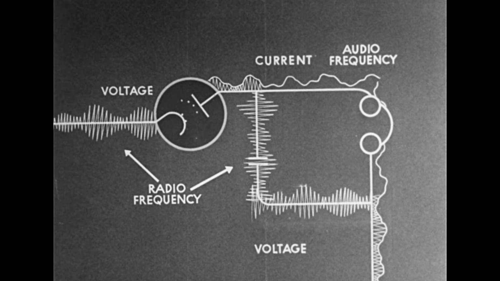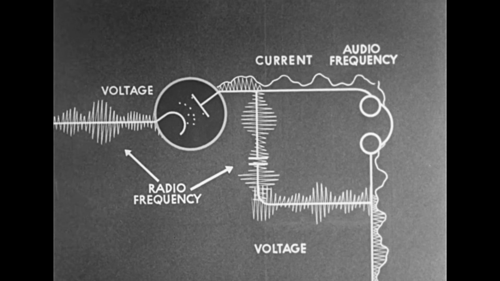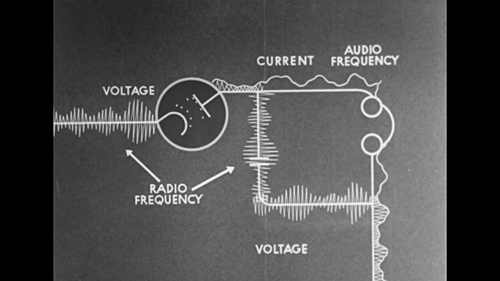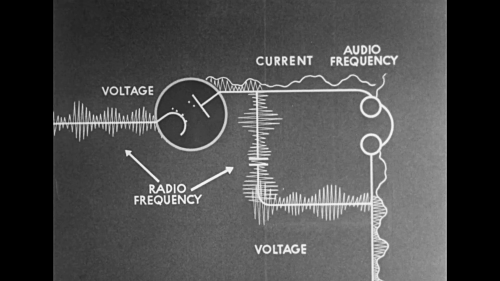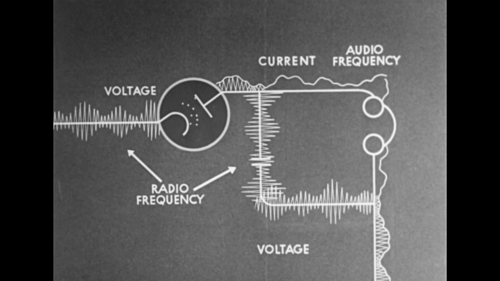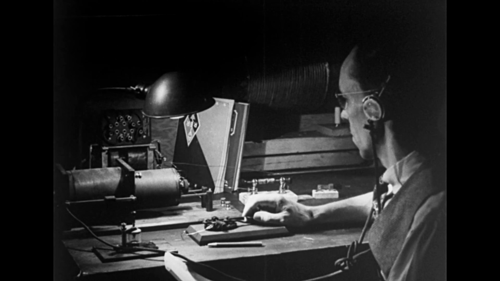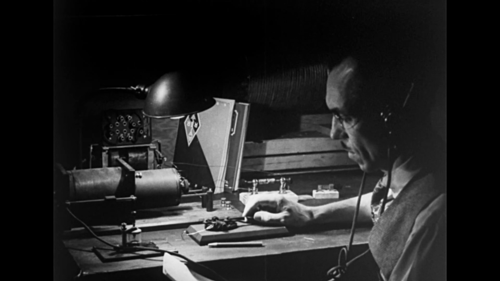The voltage variations reaching the tube cause current variations in the plate circuit, having the same form and frequency as the grid voltage wave. The audio quality of the diode detector's output, like that of the crystal, is good.